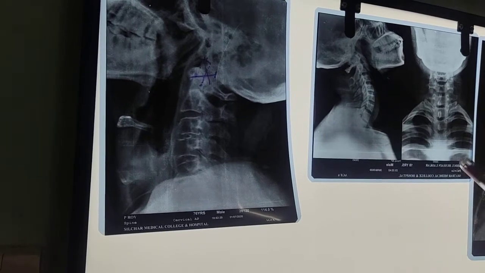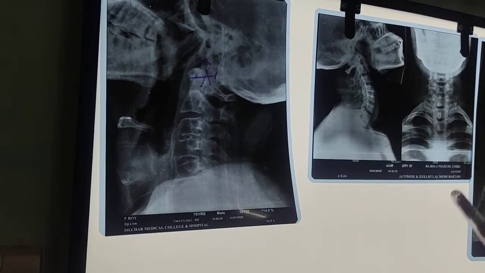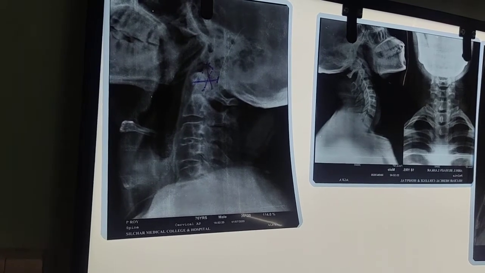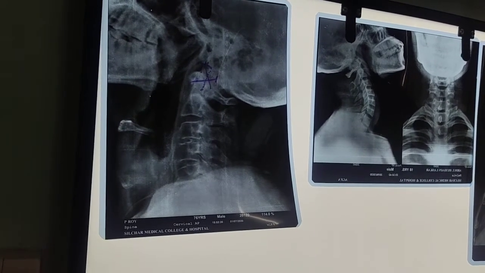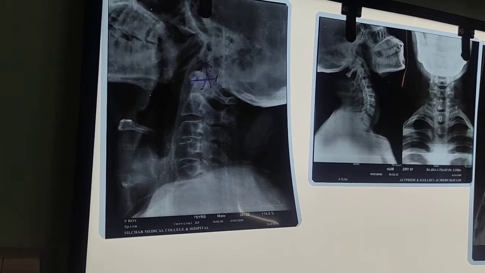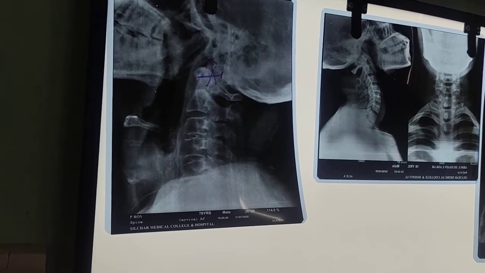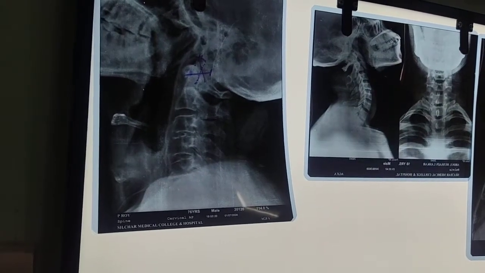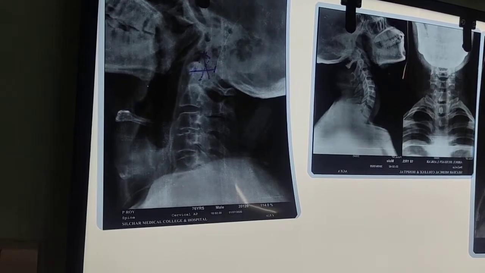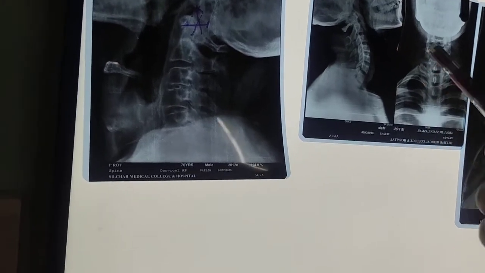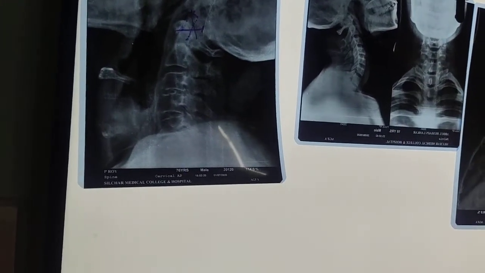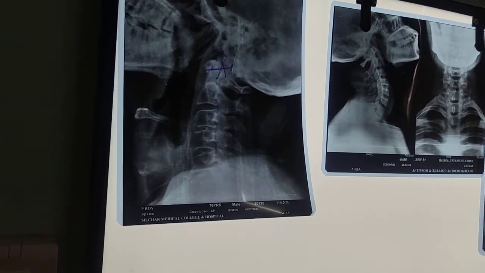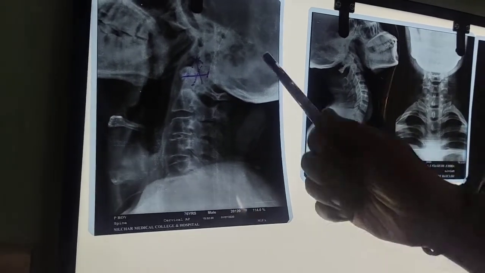That is why we use the different ratios and lines to understand the relationship. If the relationship is lost, it indicates something is wrong. So that includes your Powers line, as I said, your Harris rule of 12, and your ADI and PDI. This is clear, no? So this is the lateral view of the craniocervical junction.